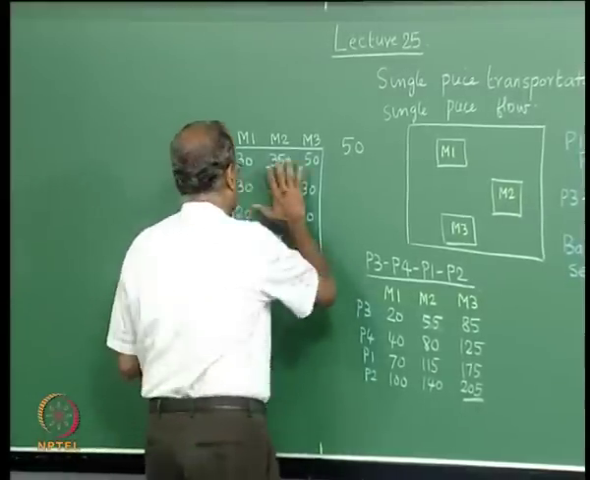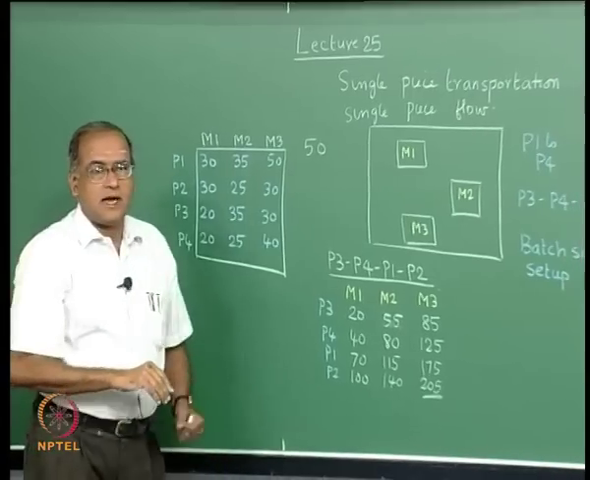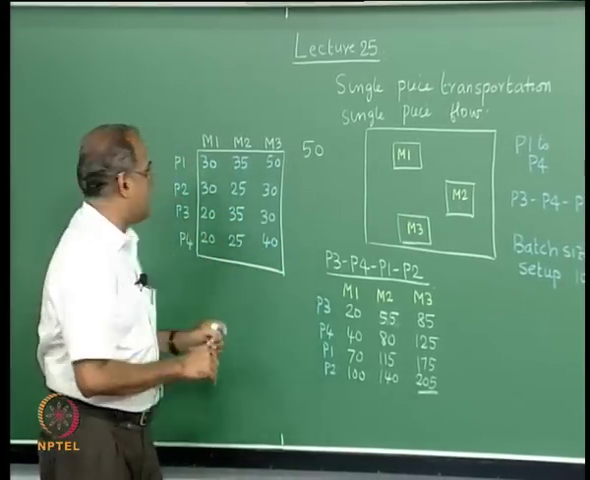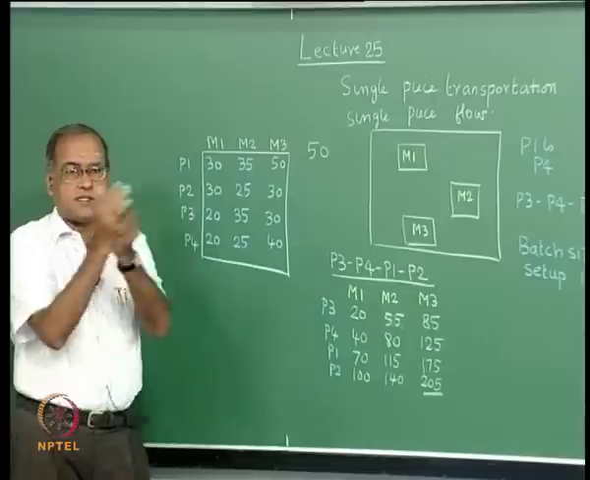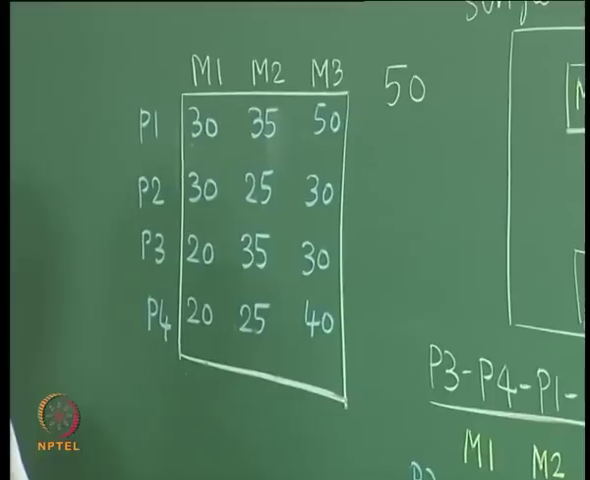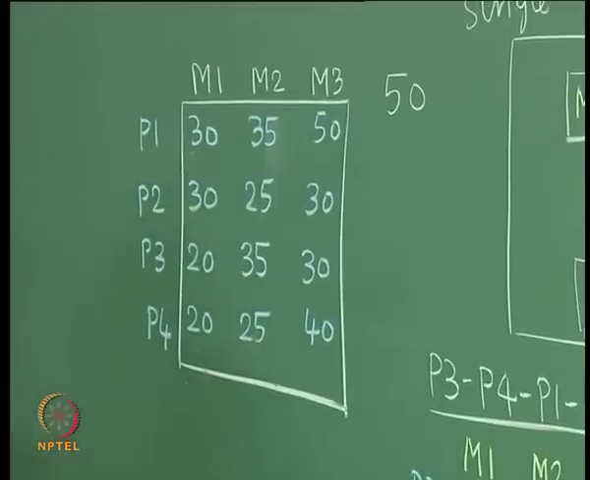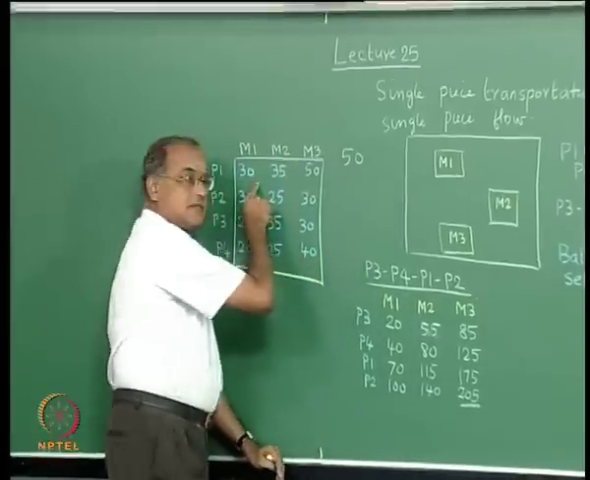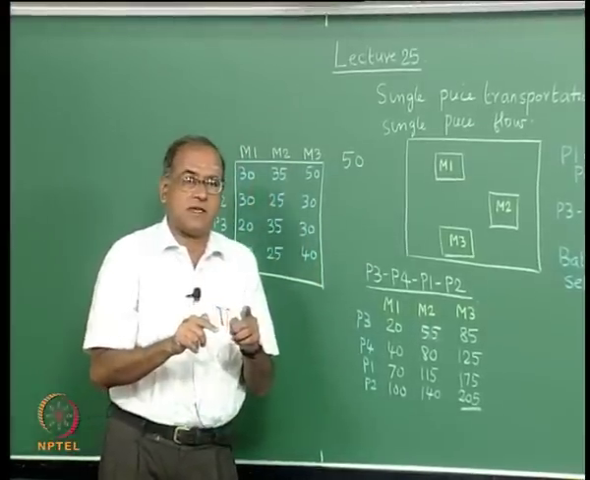Now, here production batch size is 10. As soon as all the 10 pieces are done on the first machine, they move to the second machine, then the setup begins and production begins. Now, here the production batch size is 10, transportation batch size is also 10.